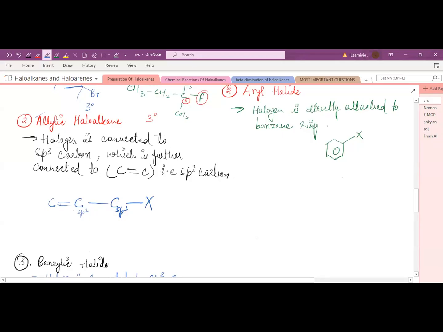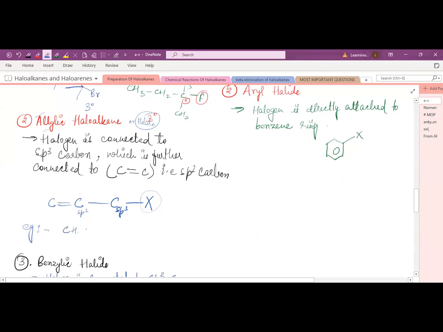So what I said, allylic haloalkane or halide क्या होते हैं? Basically, an allylic halide is when the halogen group is attached first to an sp3 hybridized carbon, which is further attached to a carbon that is sp2 hybridized. Right? So that is your allylic haloalkane. Let's see some examples.